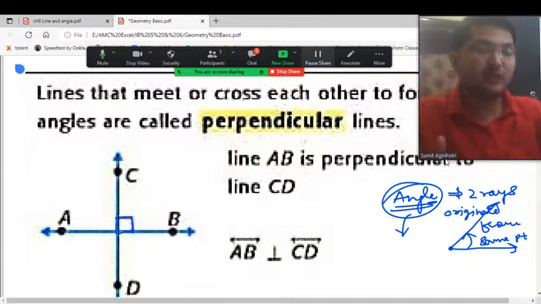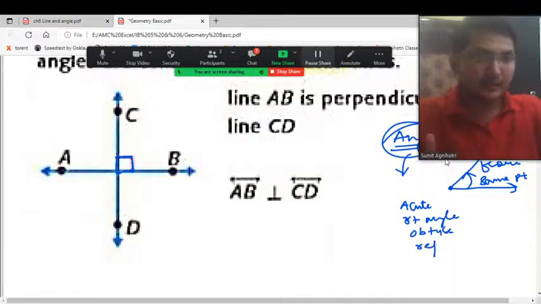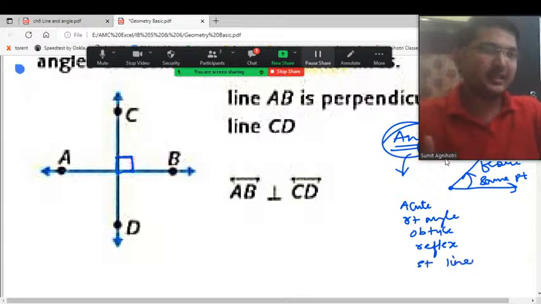What have I said so far? First I said acute, then I said right angle, then I said obtuse, then I said reflex, then I said straight, then I said complete.